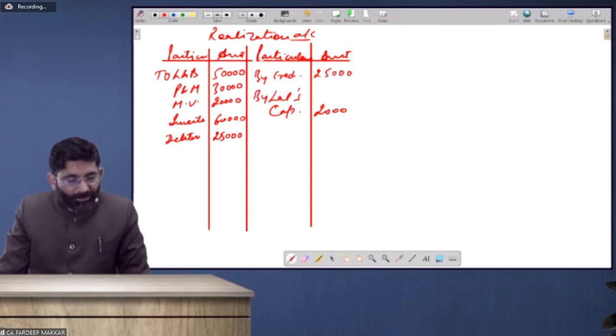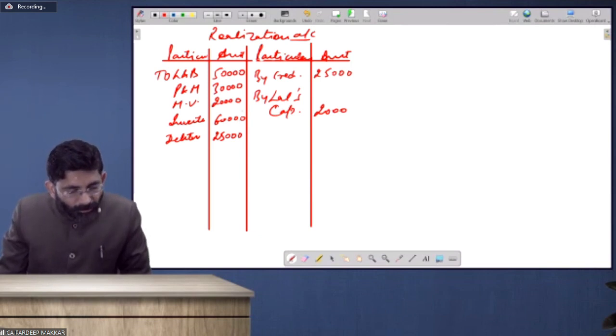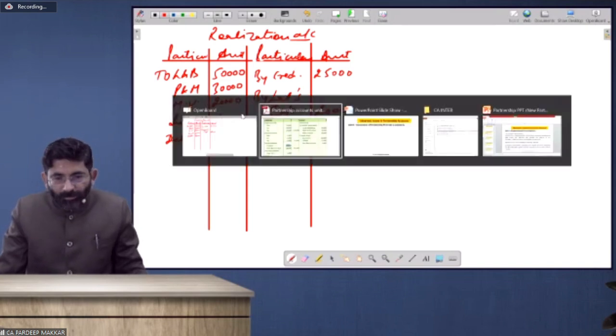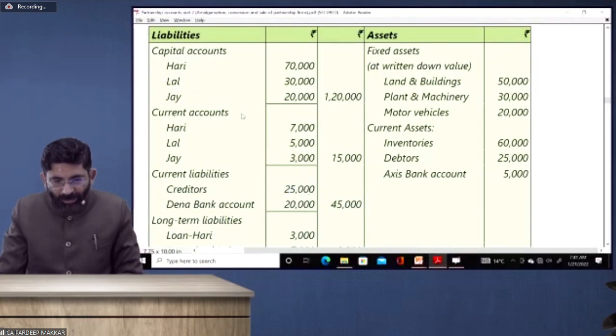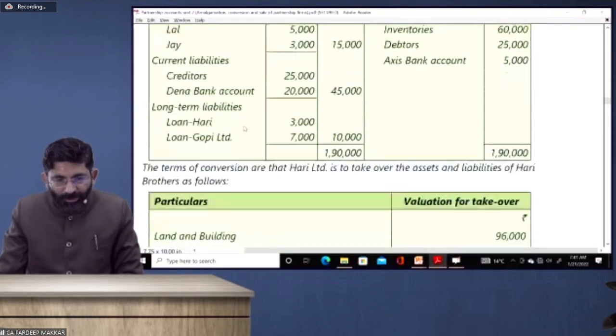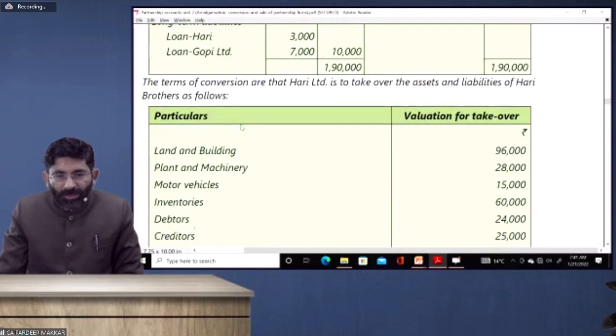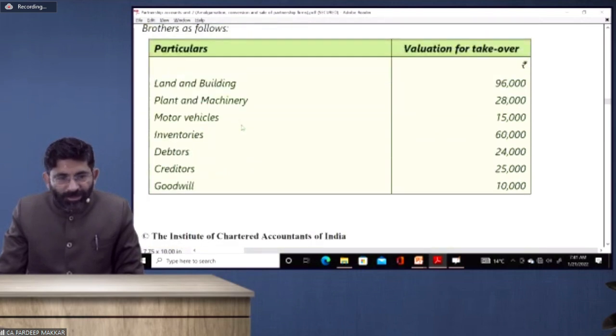Then he says all other liabilities were paid from the Dena Bank account. Before that, he has mentioned the terms of conversion are that Hari Limited is to take over. See, here it is. I would like to show that so that it should be easy to understand. The terms of conversion are that it is to take over the assets and liabilities. The value at which assets and liabilities are taken over is given to you.